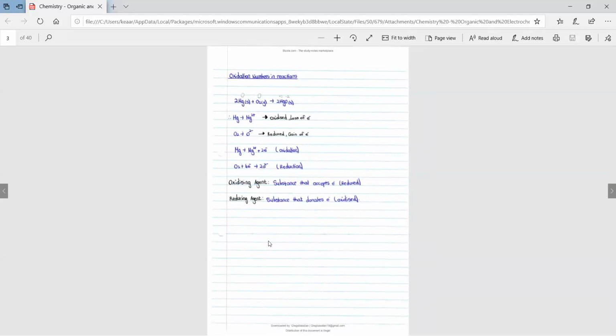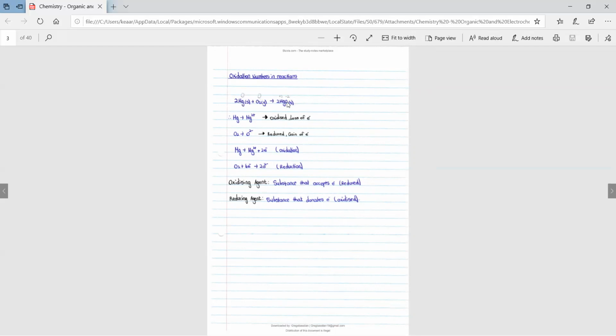Now we're going to look at oxidation numbers in reactions. So over here, we have 2Mg plus O2 to give 2MgO. Now, we're going to write the oxidation numbers above each element or atom. So Mg is starting off as 0 here because Mg is the whole molecule, and it's got a charge of 0. So its oxidation number is 0. Oxygen or O2 also has a charge of 0, therefore it will be 0.